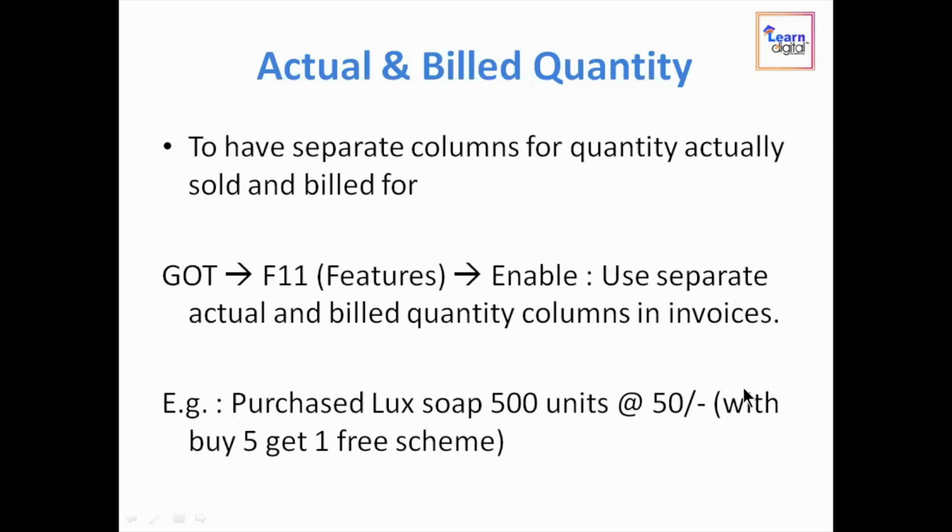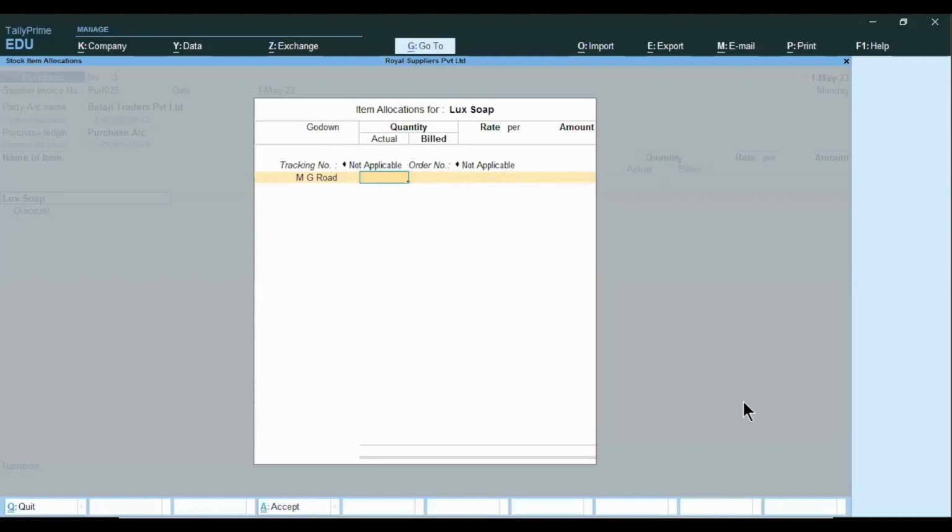So buy 5 get 1 free. We have purchased 500, and for every 5 we are getting one more as a free sample. So if you purchase 5, we will get 100 extra, right? So actually we received 600 pieces. Enter. But the bill is for 500 pieces and the rate is 50 rupees. So when the amount is calculated, it will be calculated on these 500 units of bill quantity, not on the actual goods that we have received.